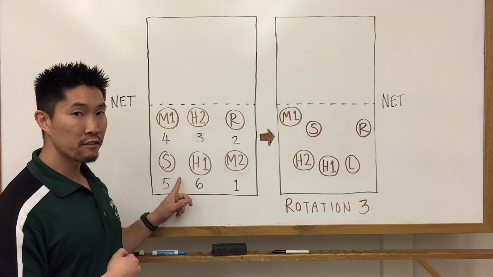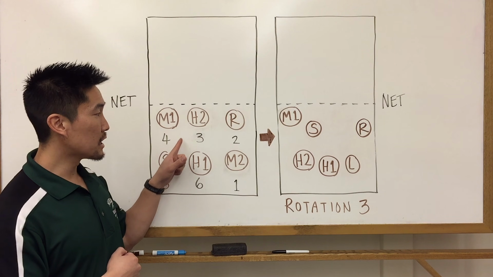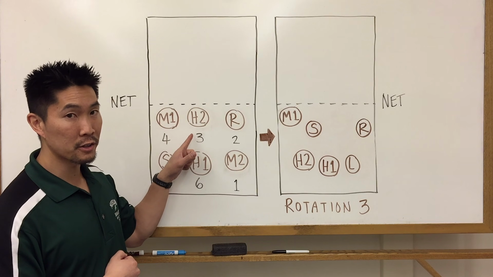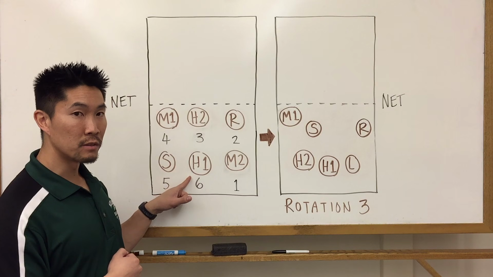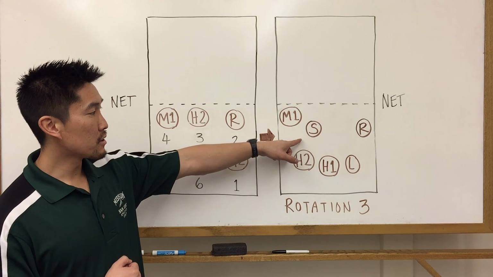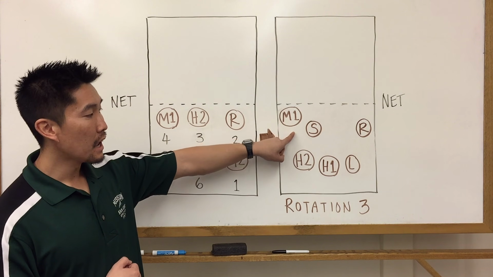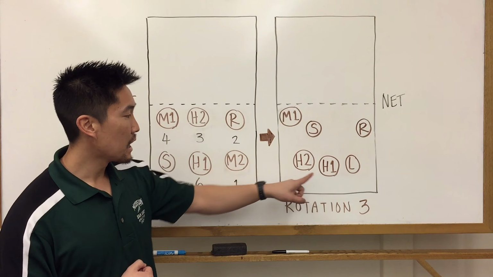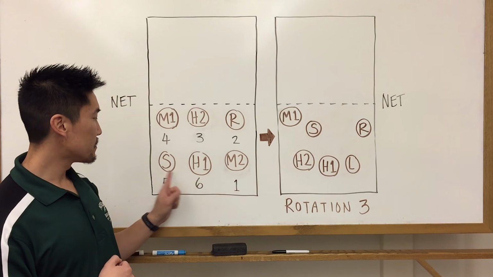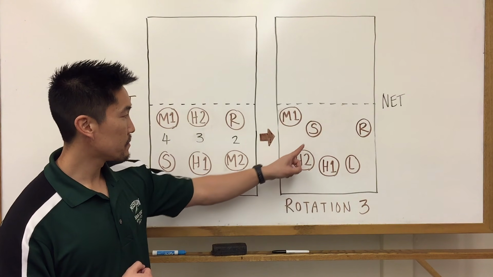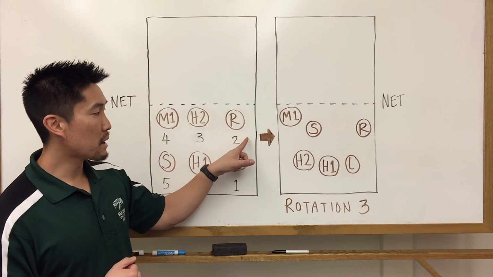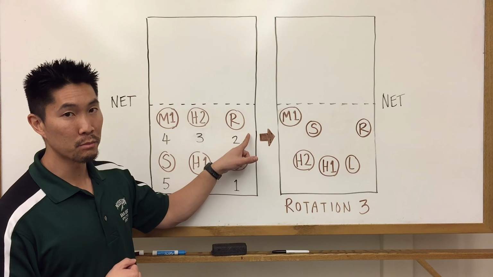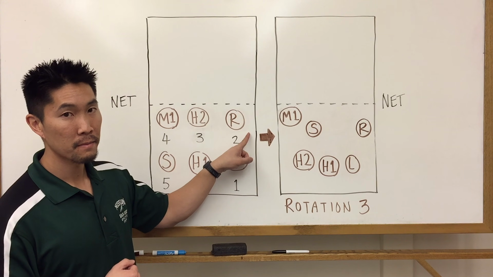Even though the setter is left back, the setter should try to get as close to their setting spot as possible. So the setter is restricted by the M1 and the H1. Here you'll see that the setter is still behind the M1 and in between the H1 and the sideline. The right front and the opposite hitter will move back just to help with some short passing, but mainly to focus on hitting.